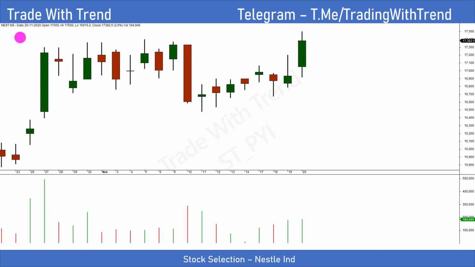So the next stock I'll select is Nestle India. Now the trend has been fairly strong in Nestle India. We then got this wide range bearish candle on the downside. Take a look at the volume expansion. This certainly denotes strong sellers have entered the stock.